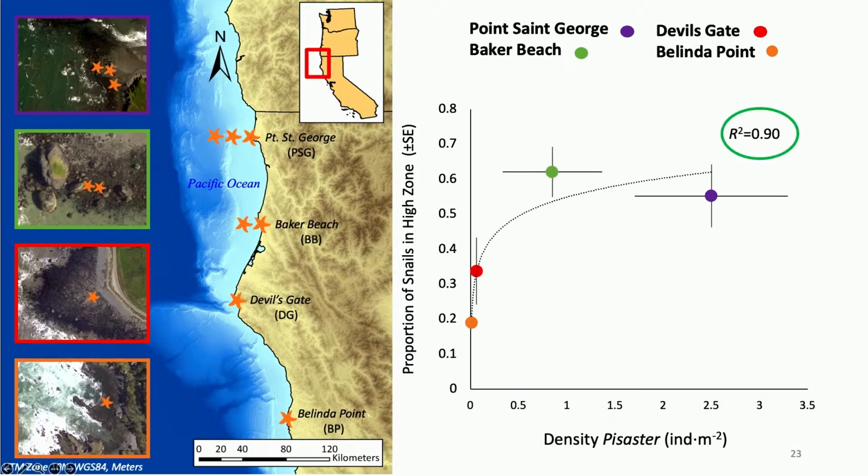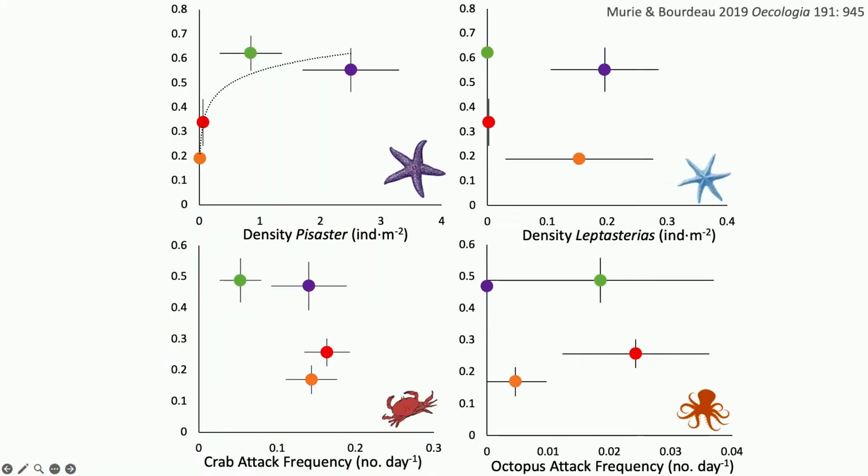And what she then did was look to see what was the proportion of tegula high in the intertidal zone across these 4 sites. And what we found is there's a pretty significant and positive relationship between the proportion of tegula up in the high zone with Pisaster density. And interestingly enough, if you look at the relationship between tegula vertical distribution and the other 3 predators that we looked at in the experiment, you don't find any relationship at all.